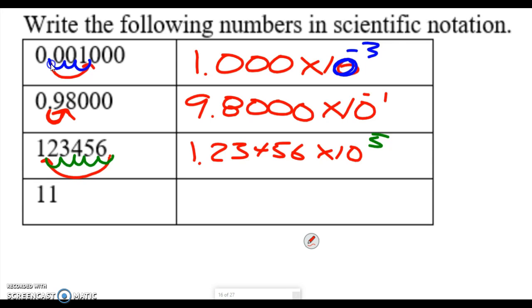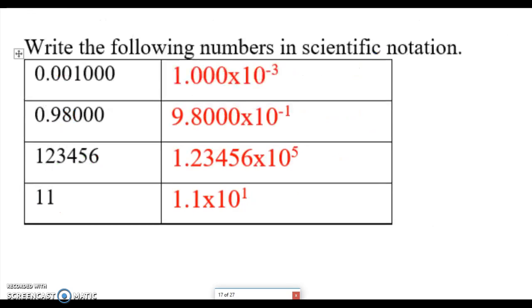This next spot, again, it's assumed that the decimal point's there, even though it's not. So it's 1.1 times 10, and we had to move it 1 spot, so times 10 to the first. So there are those answers, a little bit neater form.